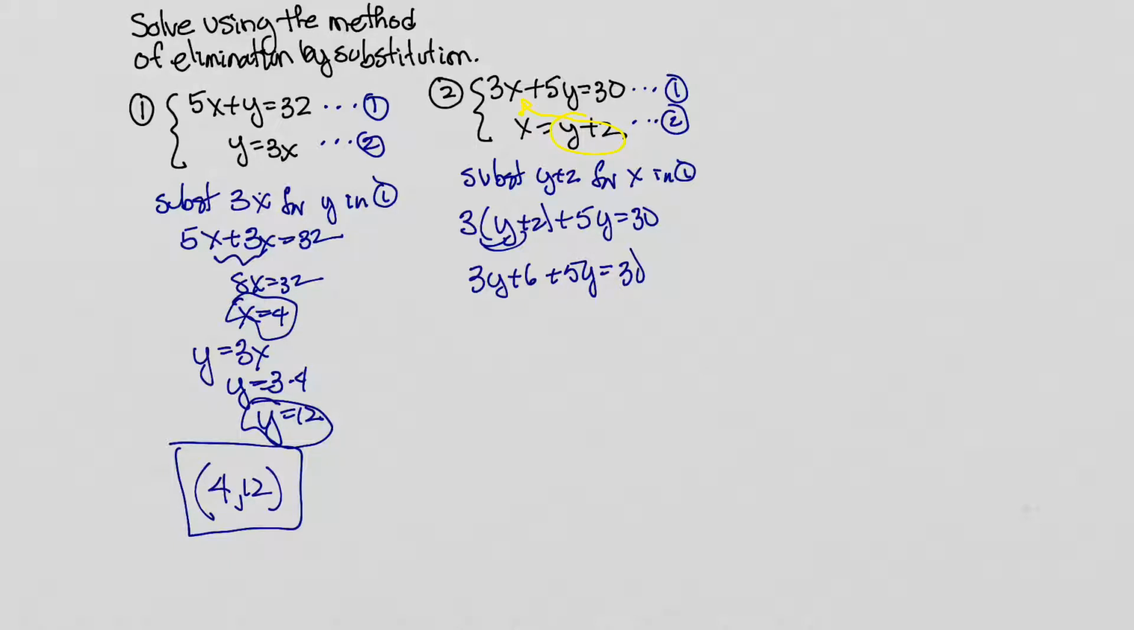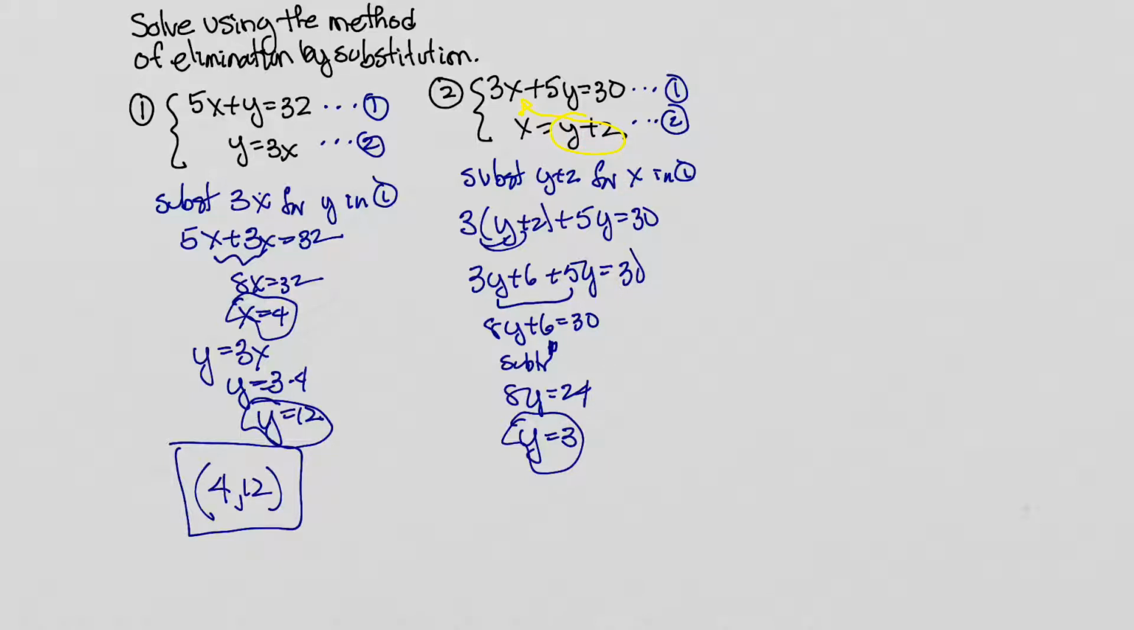This will give us 3y and 5y. There's an 8y plus 6 equals 30. Let's subtract that 6. So we'll get 8y equals 24. Divide by 8. We'll get y is 3. So now we have the y value. Just put that right back in here and we'll get x.